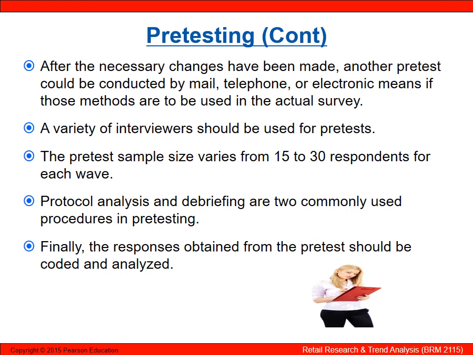After the necessary changes have been made to the survey, another pretest should be conducted by mail, telephone, or electronic means if those methods are to be used in the actual survey. The latter pretest should reveal problems particular to the interviewing method. To the extent possible, a pretest should involve administering the questionnaire in an environment and context similar to that of the actual survey. Ordinarily, the pretest sample size is small, varying from 15 to 30 respondents for the initial testing. Depending on the heterogeneity of the target population, the sample size can increase substantially if the pretesting involves several stages or waves.